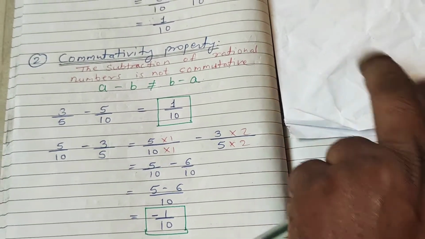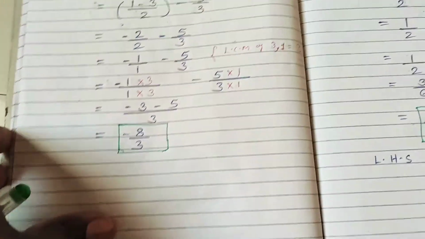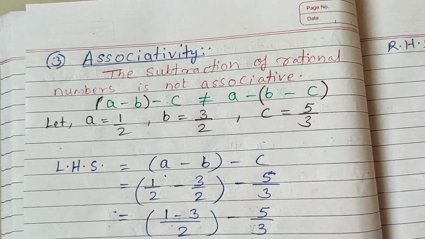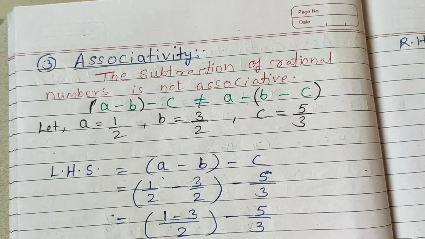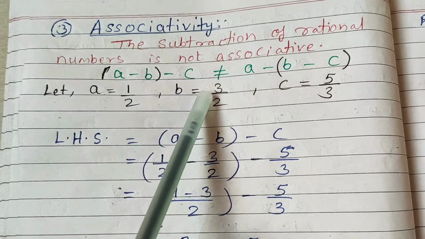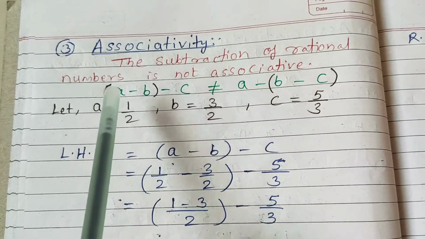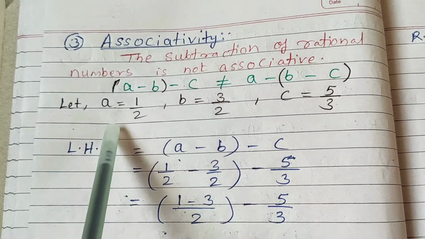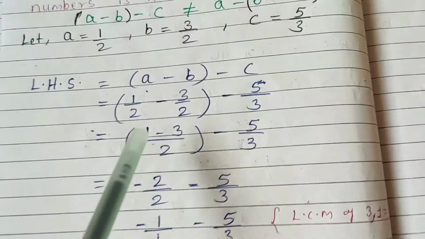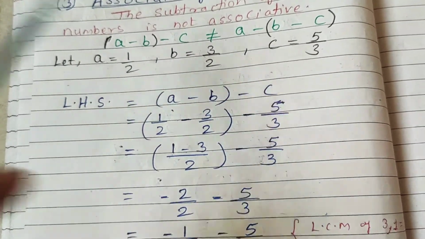The next thing, the associativity property. In the associativity also it is not applicable. Since it is not applicable for commutativity, it is also not applicable for associativity. So what it says: A minus B in the first bracket minus C is not equal to A minus, in the bracket, B minus C. Let us take one example to understand this. Value of A is 1 by 2, value of B is 3 by 2 and value of C is 5 by 3. So for the LHS we have taken first A minus B in the bracket and minus C.